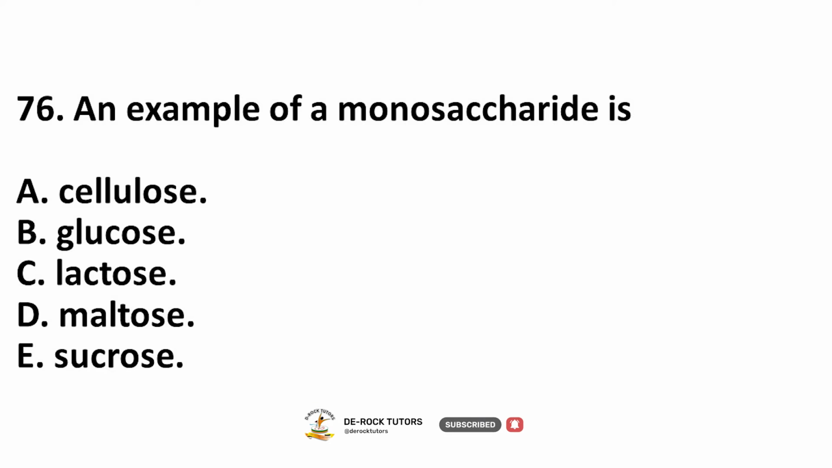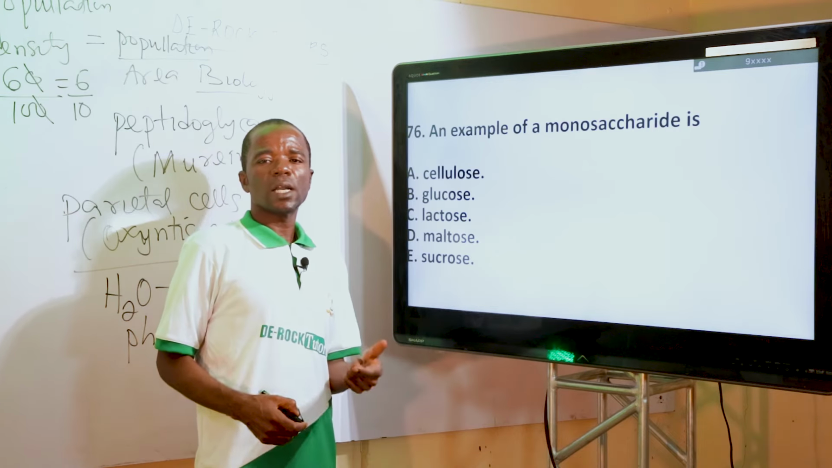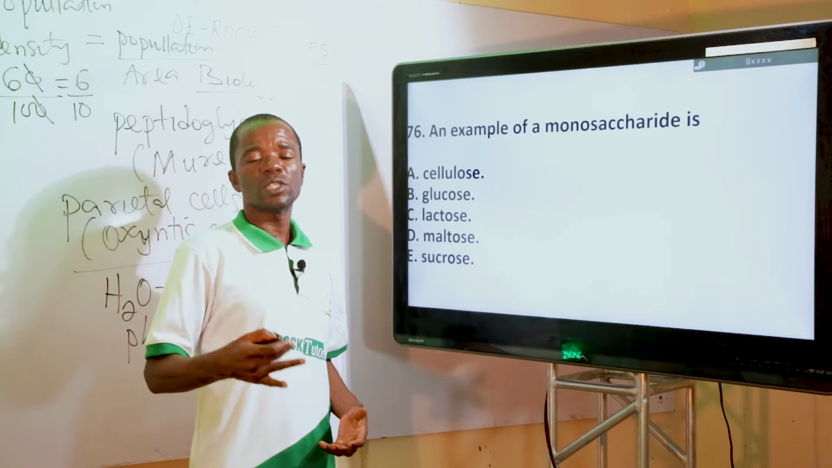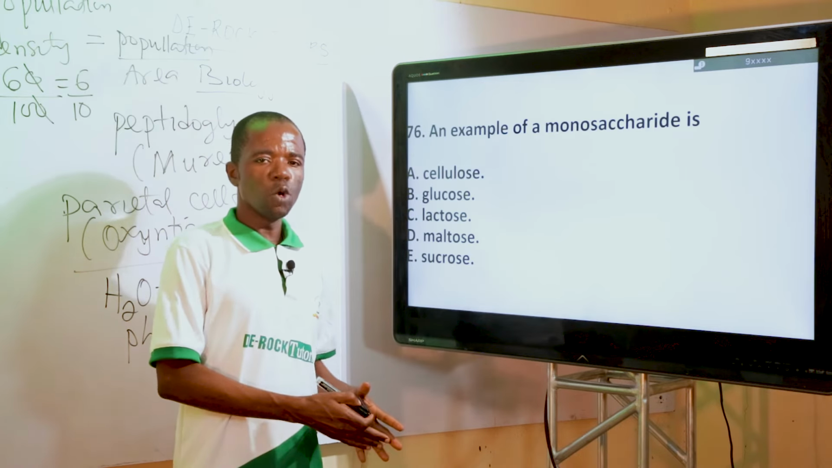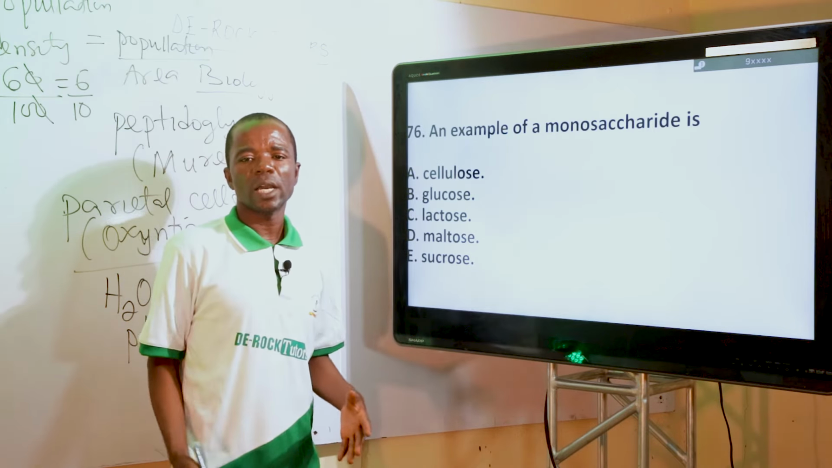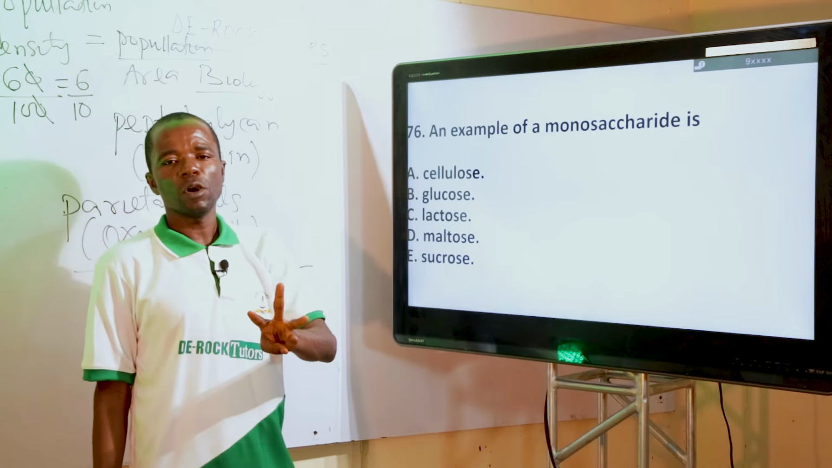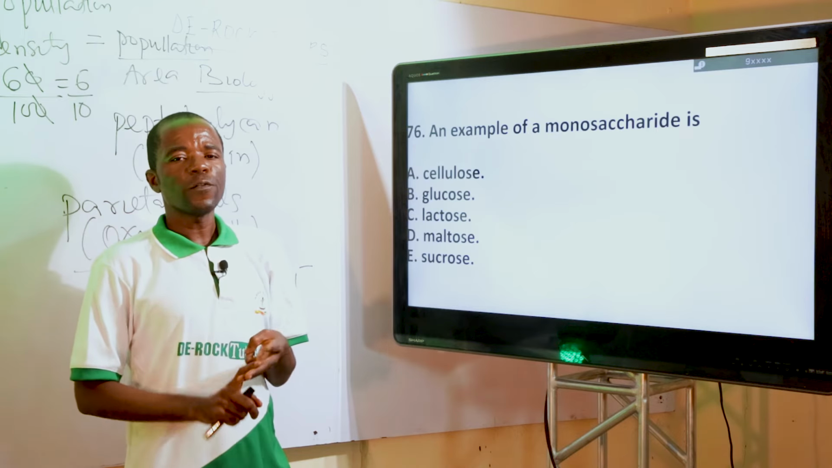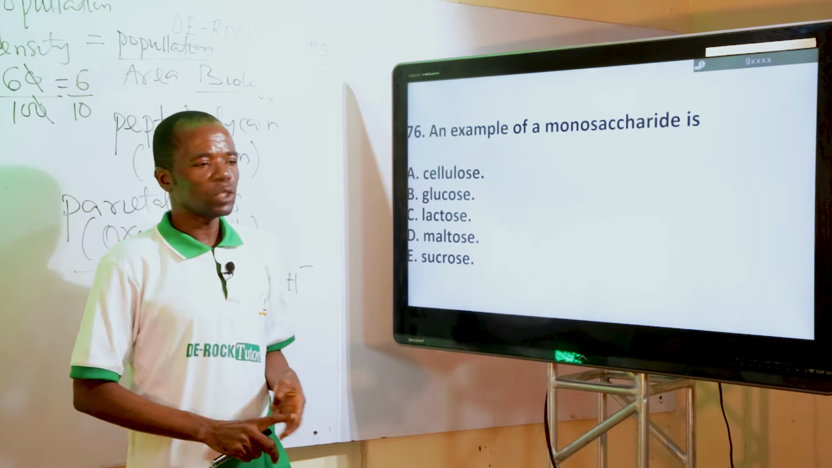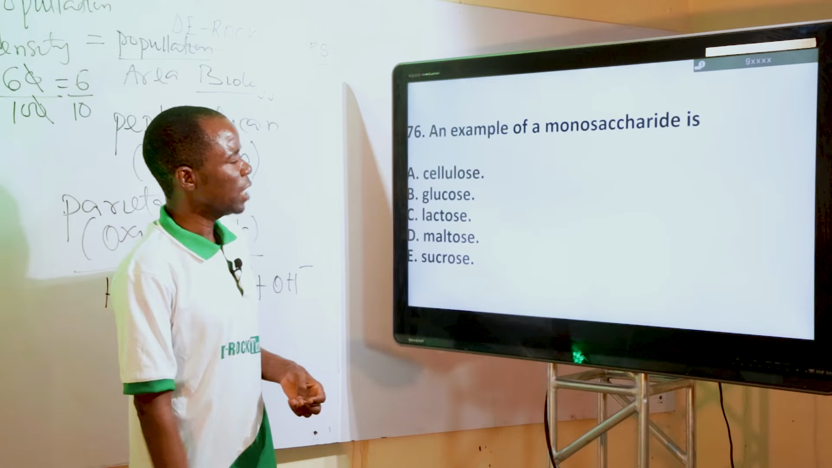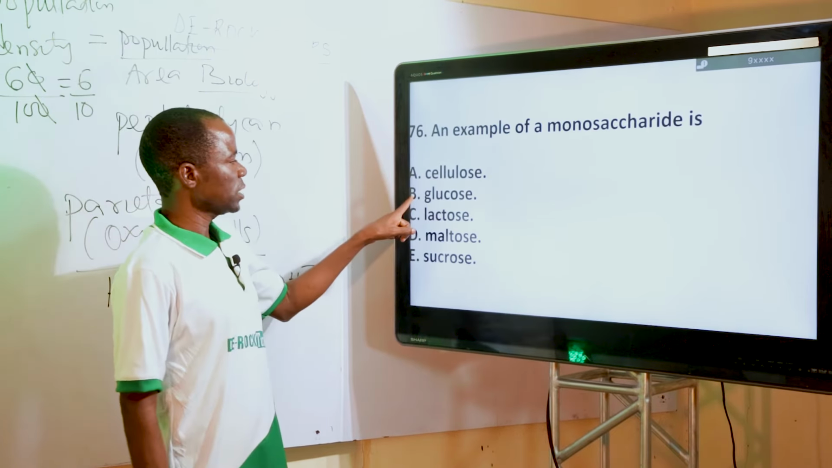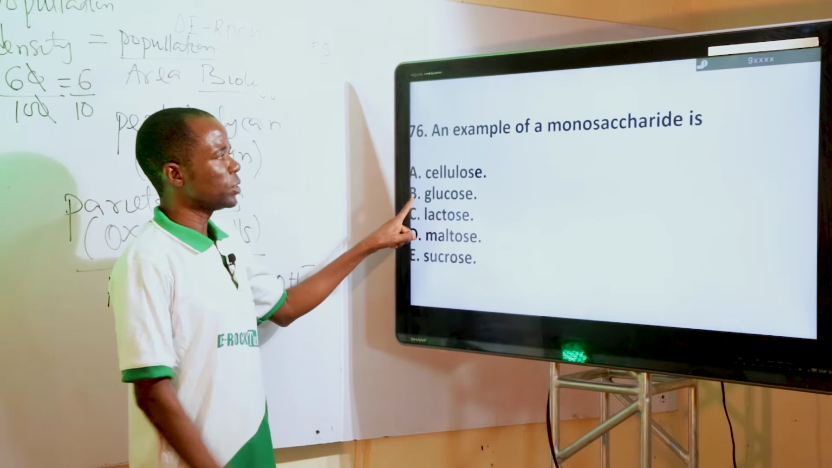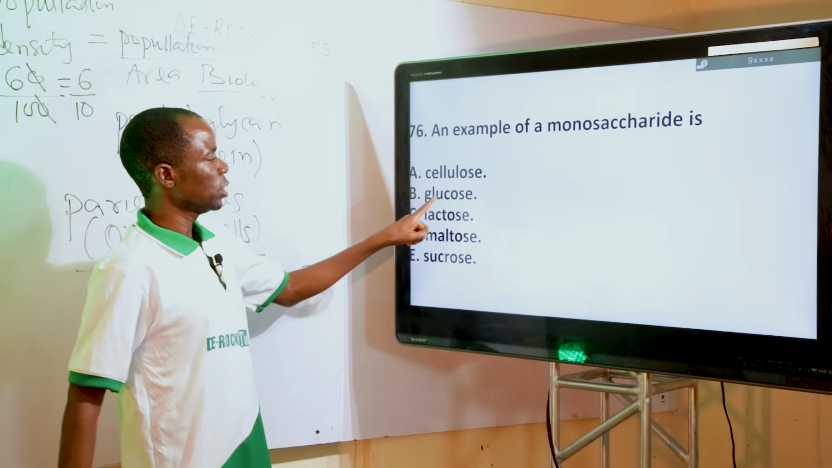Number 76. An example of a monosaccharide is that. Let's first of all look at what a monosaccharide is. Monosaccharides are sometimes also called reducing sugars. They are the monomers of polysaccharides. And we have three major examples of monosaccharides. We have glucose, we have fructose, and then we have galactose. And if you look at the options here, out of the three that I've mentioned, the one that is present here is glucose. So an example of a monosaccharide is glucose.